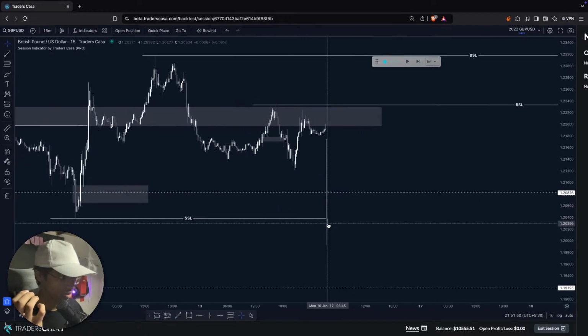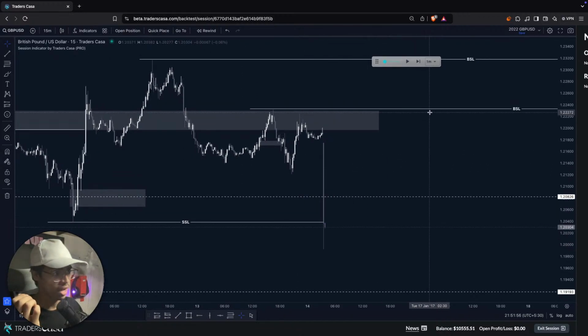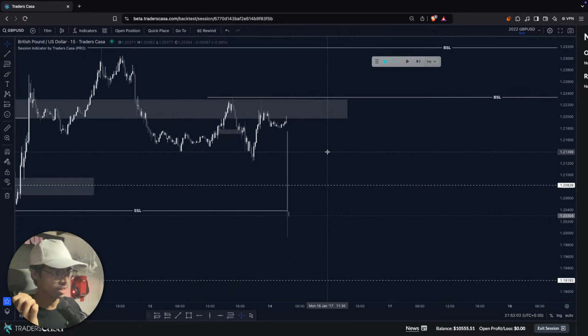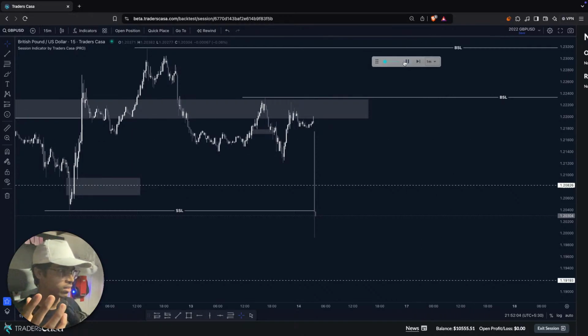See, the wick has been formed, but the bodies are still under this sell side liquidity. It means it is trying to go up higher to cover up this particular gap. See, there's a gap, right? It should cover that gap. It should take out this buy side liquidity probably. Let's make it go.